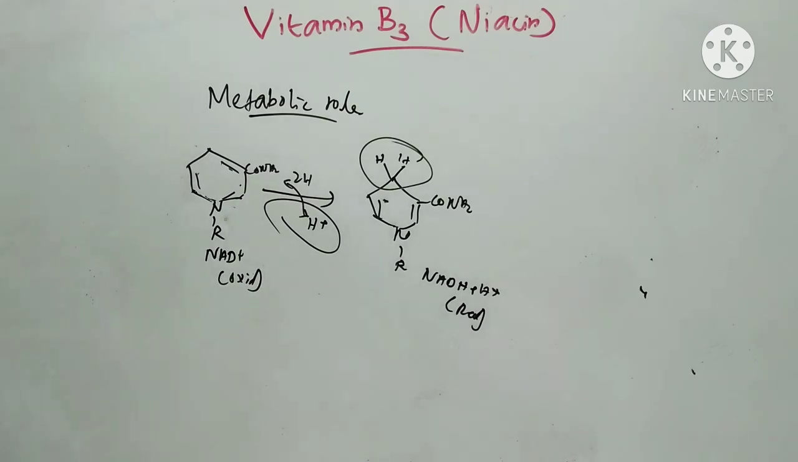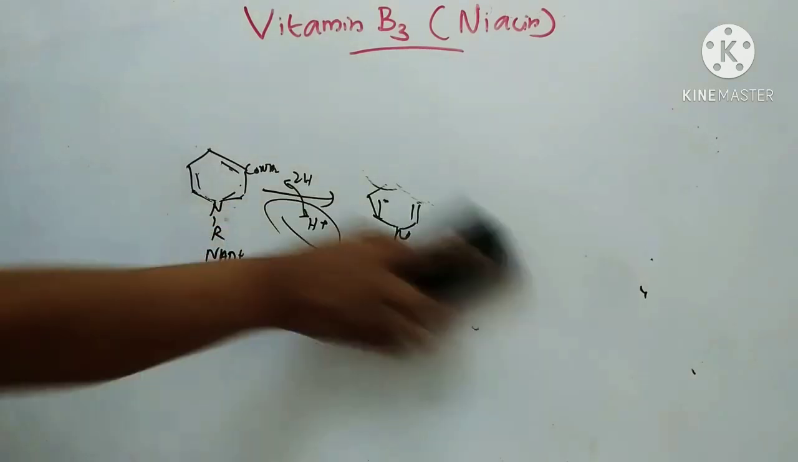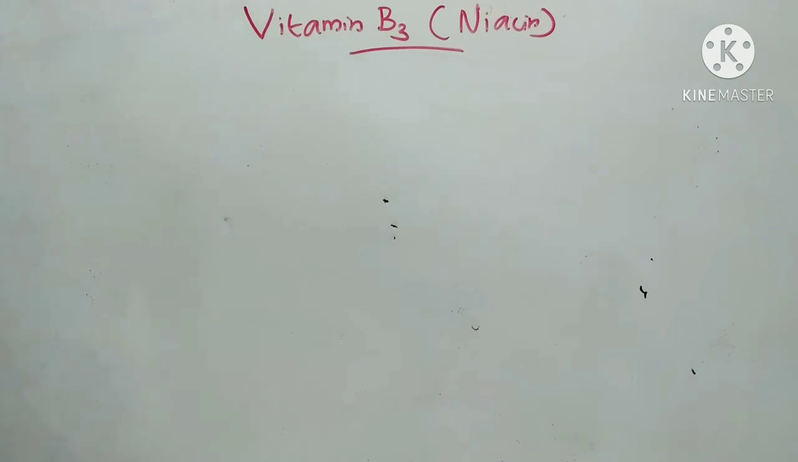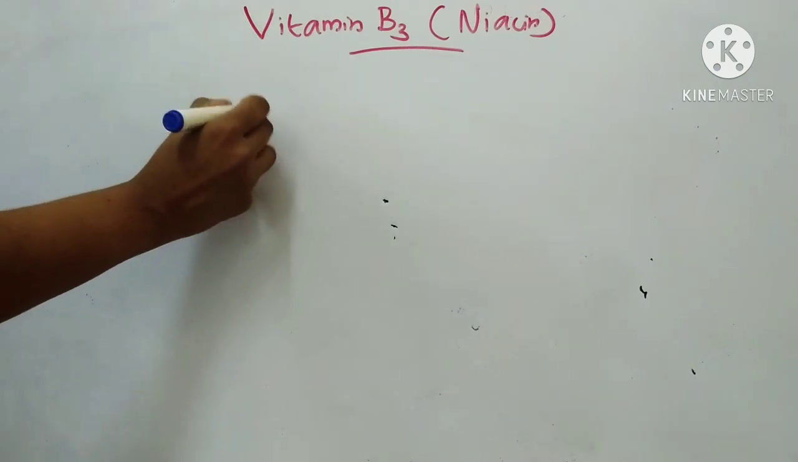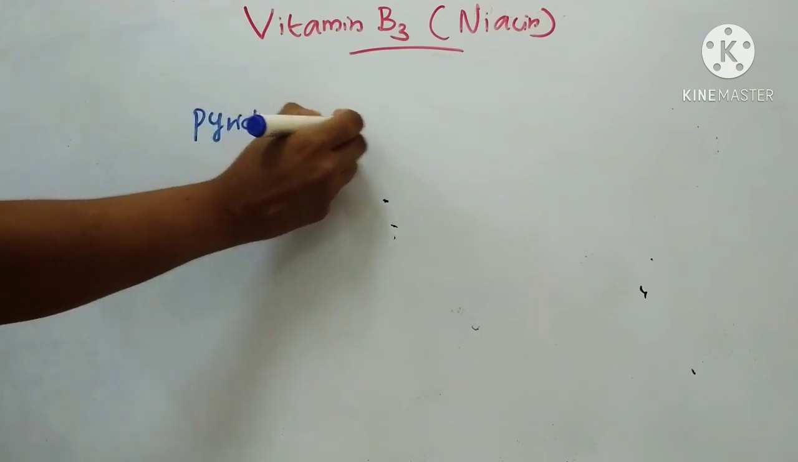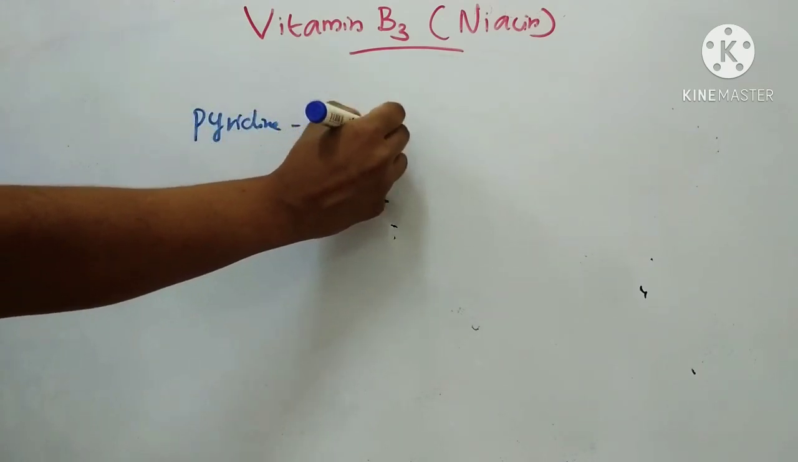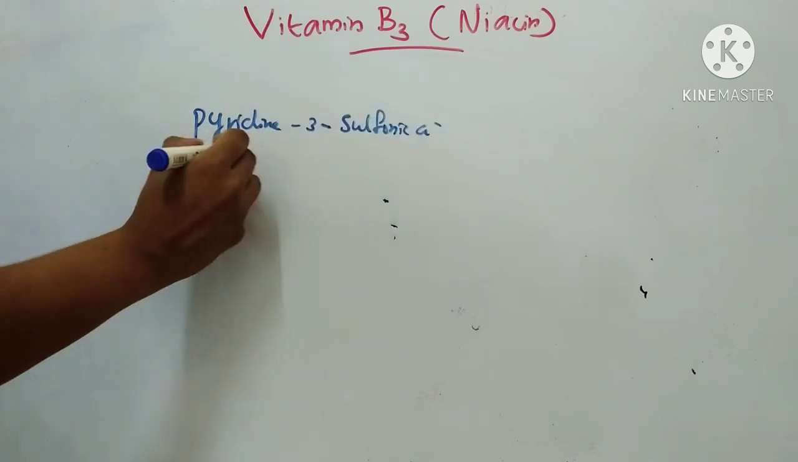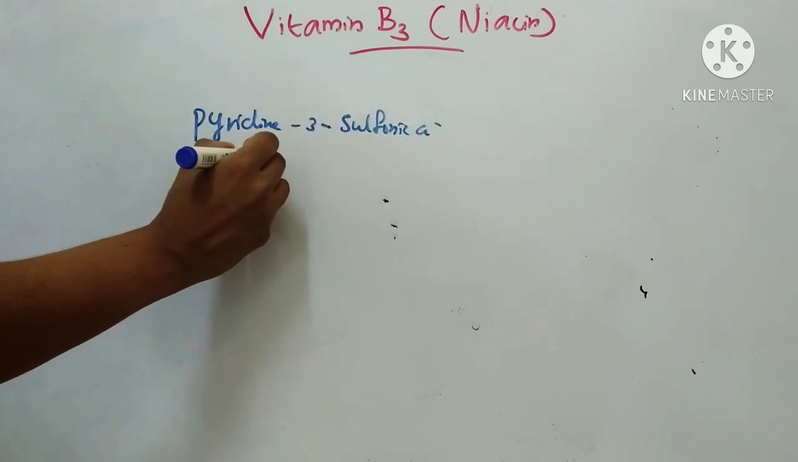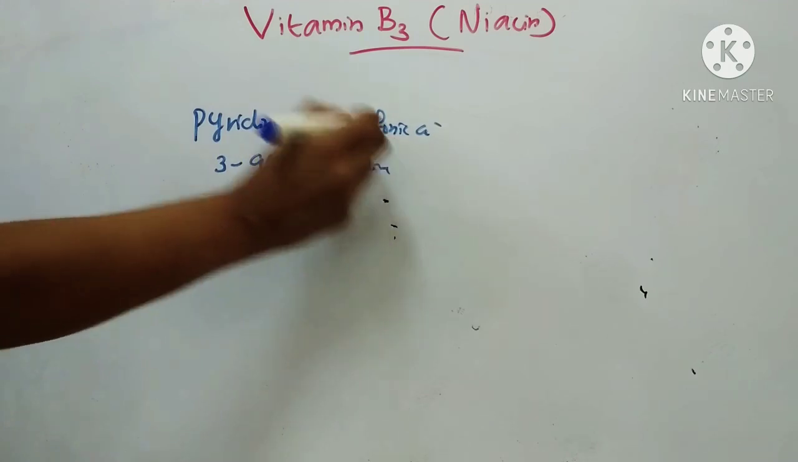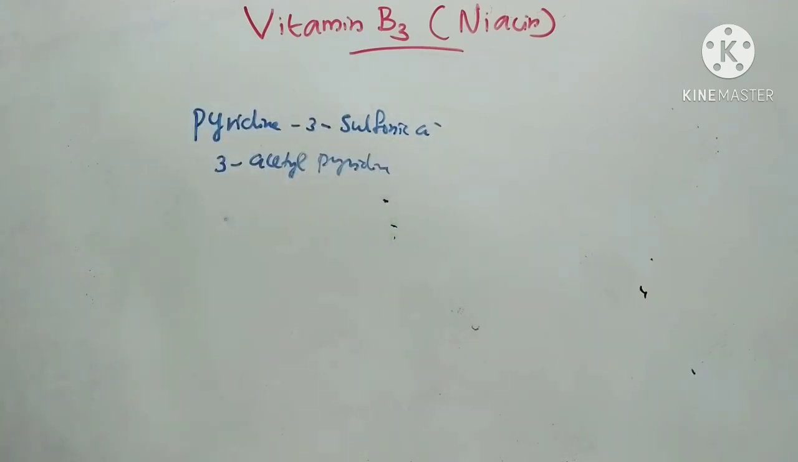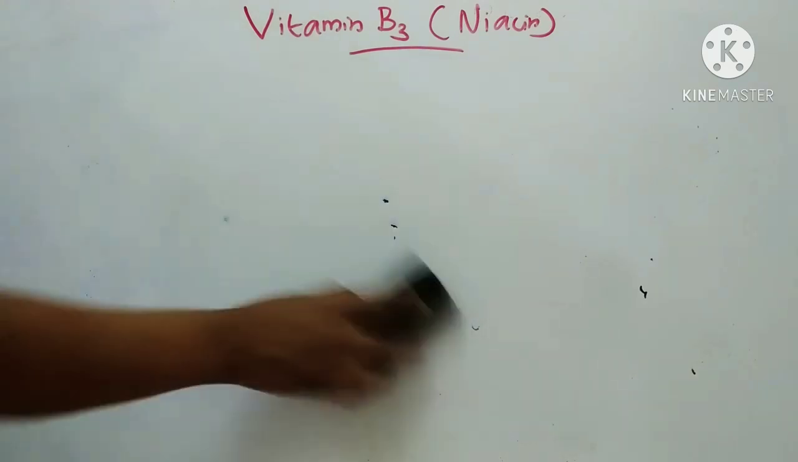Next we will see niacin antagonists. These antagonists are pyridine 3-sulfonic acid and 3-acetyl pyridine. These are the antagonists of niacin. Next we will see clinical aspects, that is the deficiency manifestations.